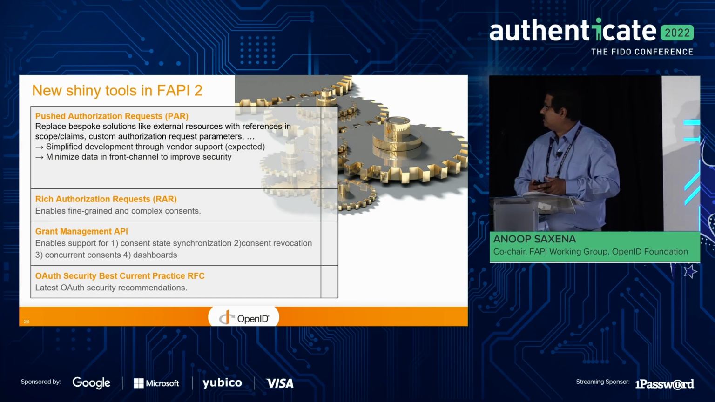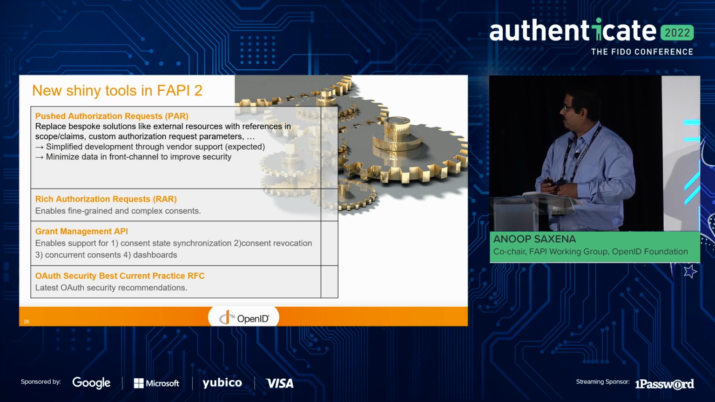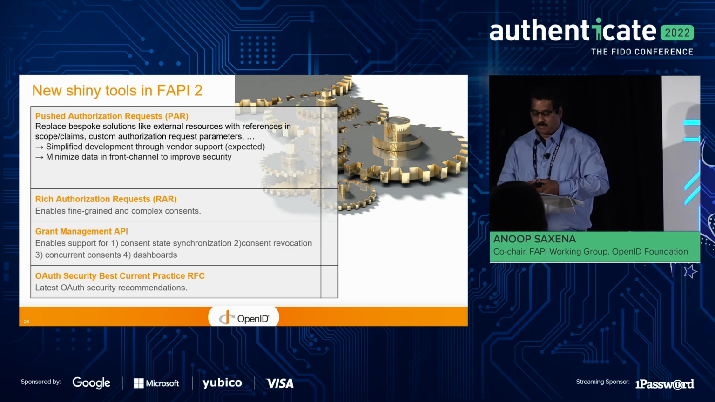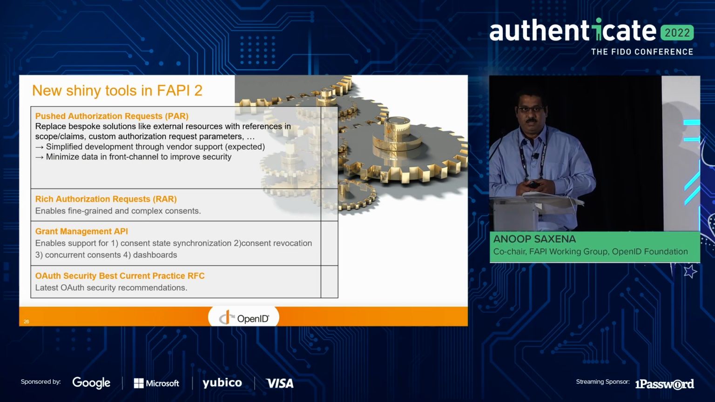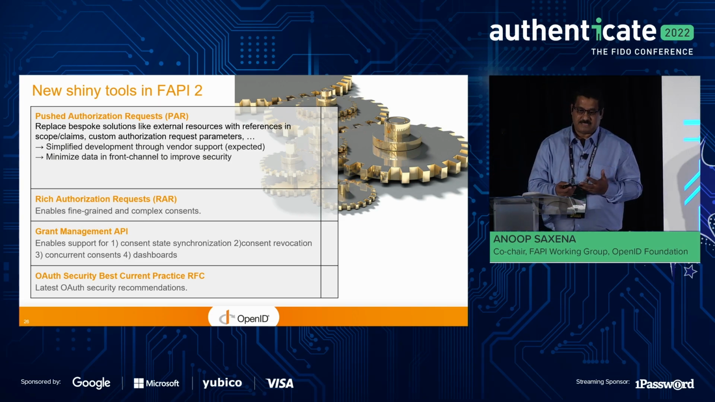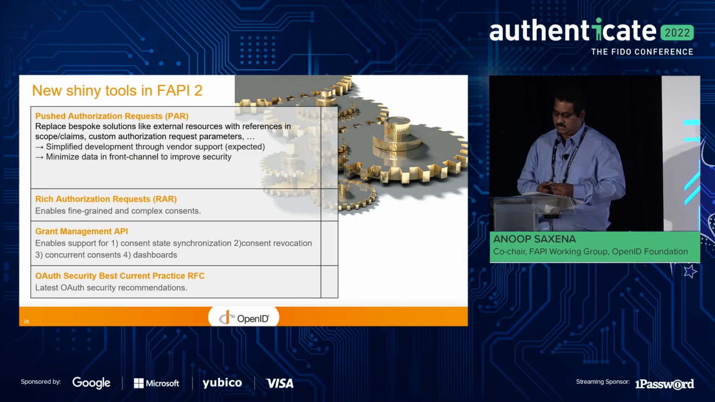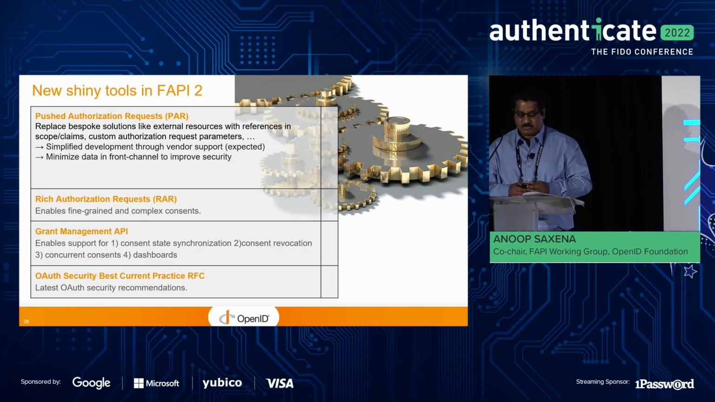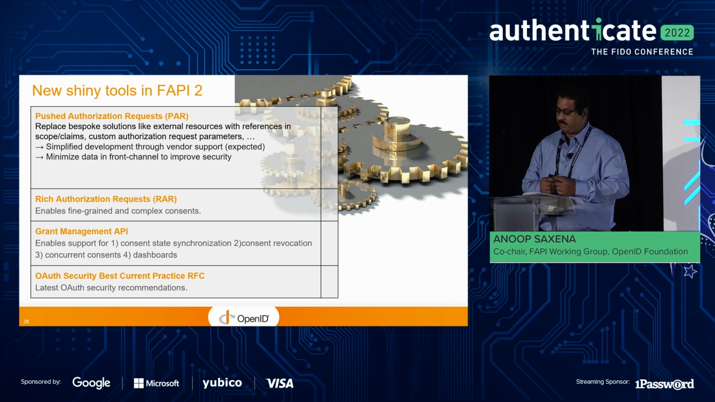In addition to that, we also have grant management, which enables state synchronization and lifecycle management along with the dashboard. Some jurisdictions, especially Australia and the UK, we heard, require that applications provide a dashboard where the user can go and see what consents they have given and for what duration, and this has been added to that. And of course, the best security practices from the OAuth security recommendations have been included in FAPI 2.0.